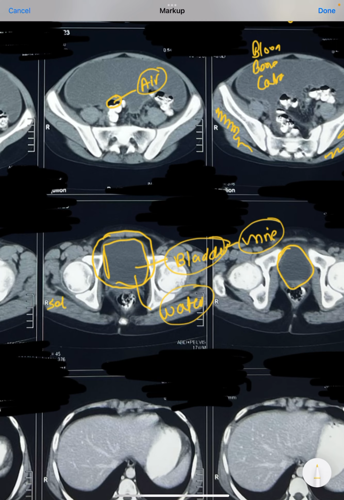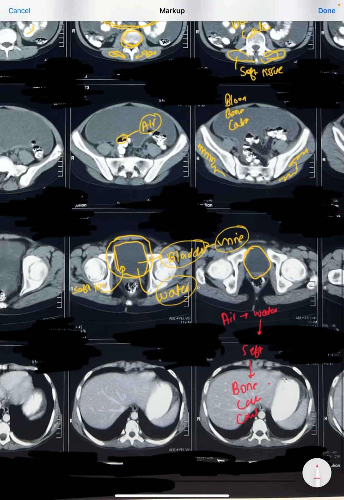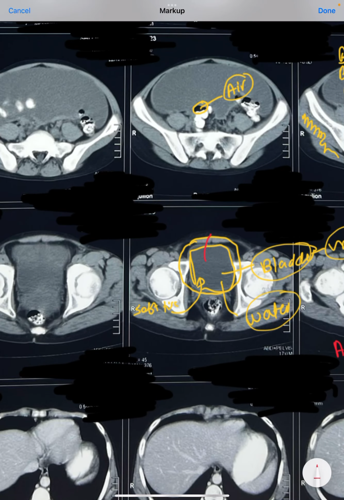See this soft tissue, this is the soft tissue. So this will be blacker than the soft tissue. So it will be less black than air. If we want to know, the most black structure will be air. Less black than air will be water. Everything more than this will be soft tissue, and after that the dense white structure will be bone or calcium or contrast or blood. So in here, what we can see, this is definitely water and this is soft tissue.